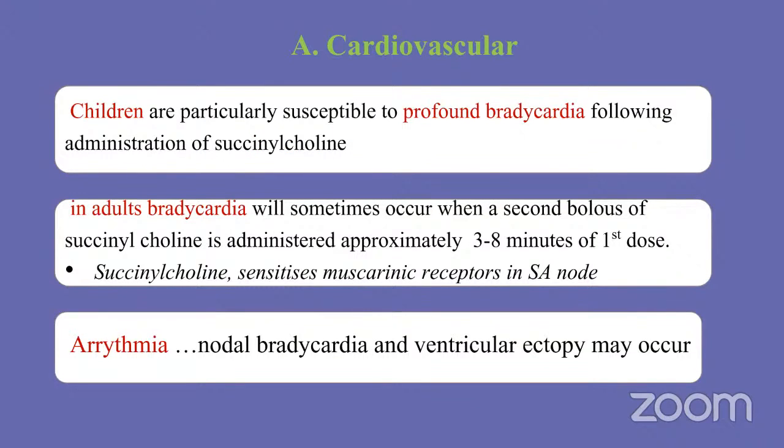Children are particularly susceptible to profound bradycardia following administration of succinylcholine. Whenever we use a high dose of succinylcholine, or use it as an intubating dose, we have to pre-medicate with an anticholinergic agent to prevent profound bradycardia. Nowadays, we very uncommonly use succinylcholine even in children. In adults, bradycardia will sometimes occur when the second bolus of succinylcholine is administered approximately 3 to 8 minutes after the first dose. Succinylcholine sensitizes the muscarinic receptor at the SA node. Arrhythmias, nodal bradycardia, and ventricular ectopics may occur.